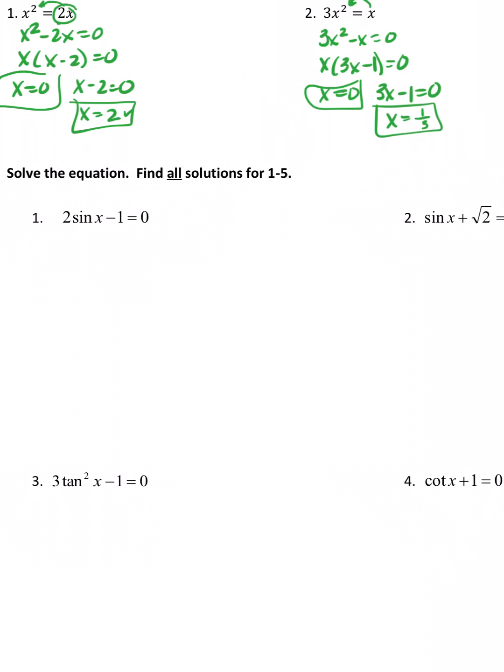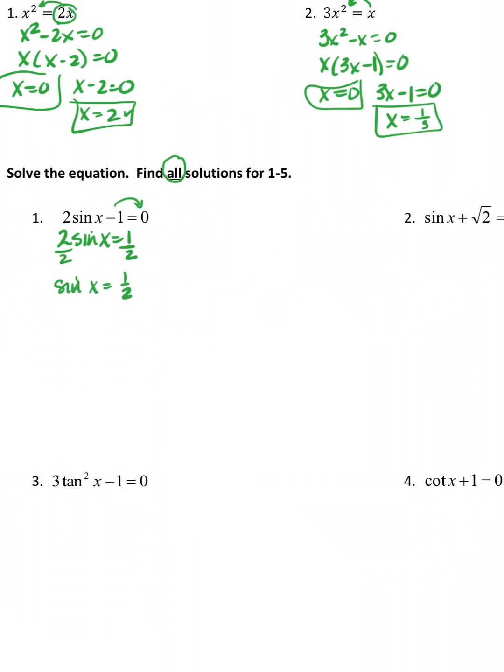So let's solve the equation. It says find all the solutions, and I'll tell you the difference on that in a minute. Well, let's just solve for x, okay? Our first step would then be to move that 1 over. So 2 sine of x equals 1. Then I would divide both sides by 2. And I would get the sine of x is equal to positive 1/2.